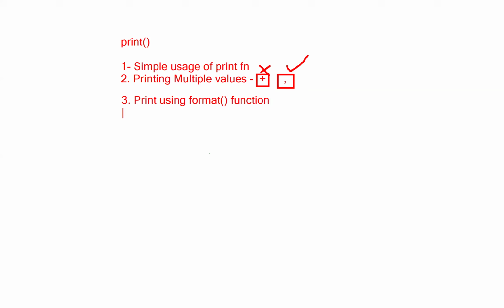Next, we have seen print using the percent symbol or percent operator, right? So the format specifier, where we defined the format specifier as %d and %f, and it can be capital or small letter, anything will work with these format specifiers. And the next thing we have seen is the f string, print using f string, right?